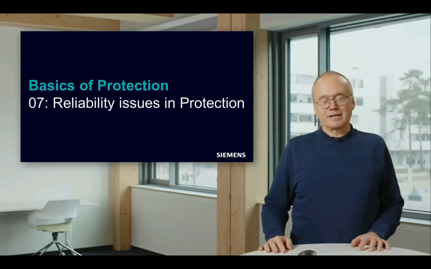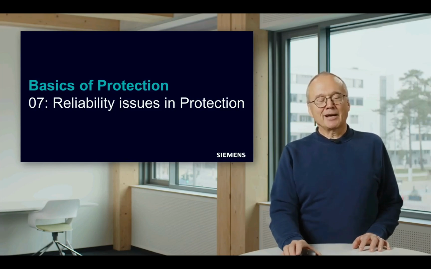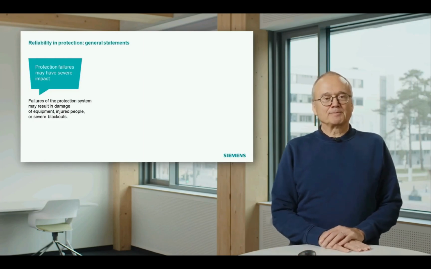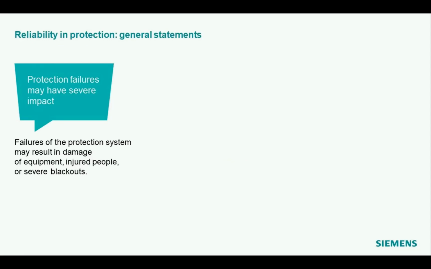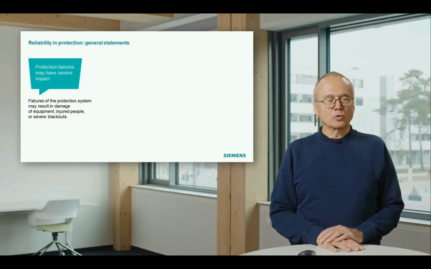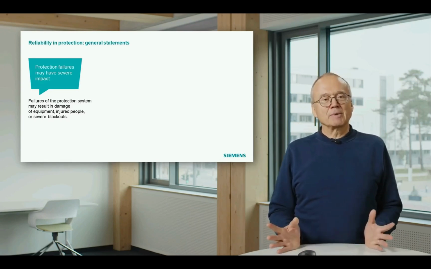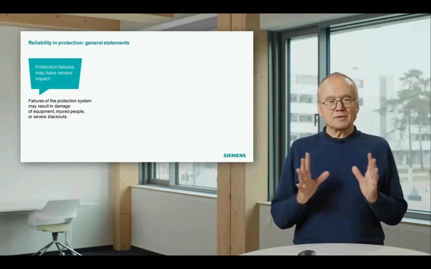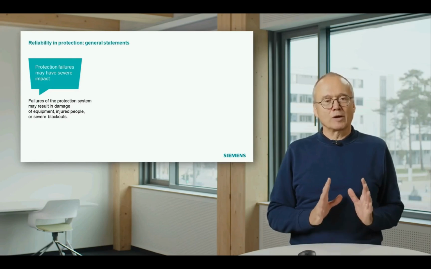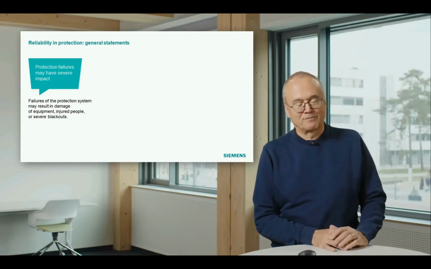Let's talk a bit about reliability issues in protection. And I would like to start with just 3 statements on this topic. On one side, we should have in mind, if something goes wrong in protection, it may have severe impact. It can result in blackouts. So you as a protection engineer may become famous because the whole city is dark. It can also result in damage of equipment. It can result in injured people or whatever. That means the technology we are dealing with here is not a gaming thing. It is a thing where we have to pay severe attention that it really works.